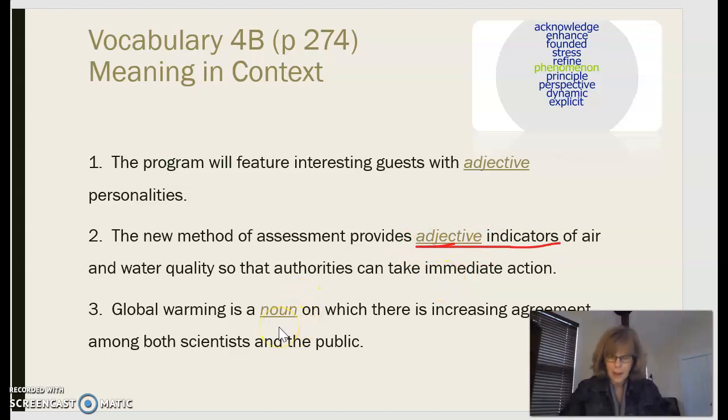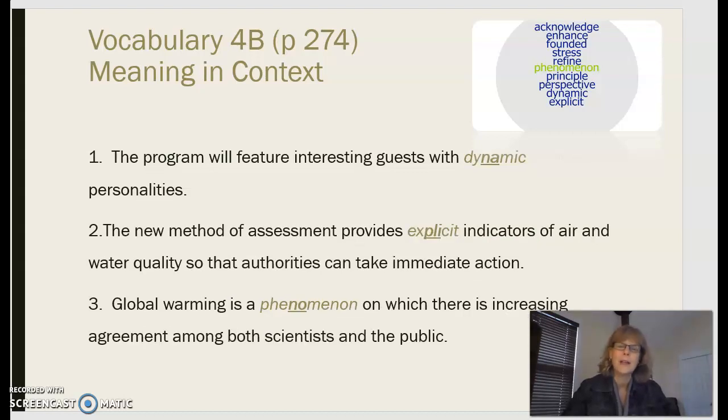Number 3, something that can work with global warming would be that word phenomenon. Phenomenon talks about large events, happenings, phenomenons, usually natural events, a phenomenon which is something large and described throughout the world, for example. So this is a good sentence for that word. Global warming is a phenomenon on which there is increasing agreement.